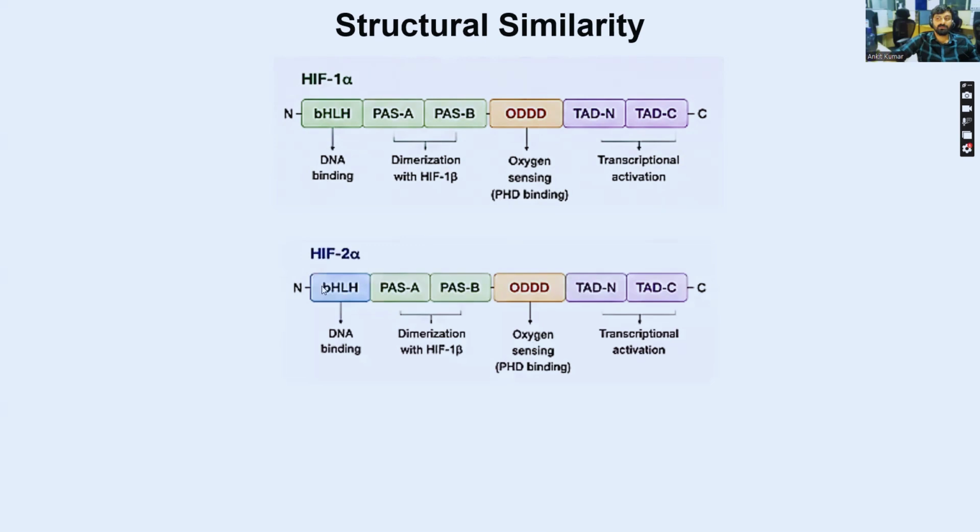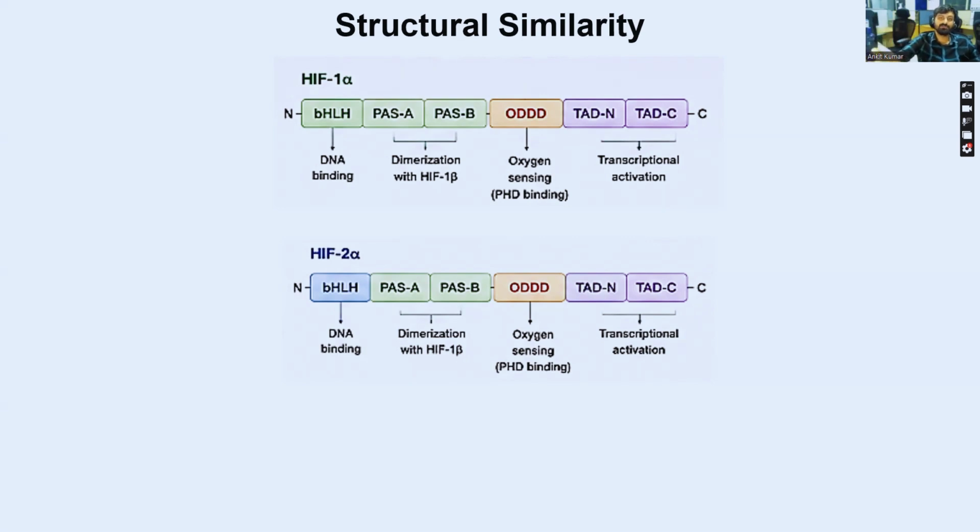Now coming to HIF-2 alpha, basically you see there is no difference in the structure between HIF-1 alpha and HIF-2 alpha. It also contains an N and C terminal. It also contains specifically the same base amino acid sequences like bHLH, PAS-A, PAS-B, ODDD, TAD-N, and TAD-C. Structurally they both are similar, and as I have told you, they contain almost the same domains, and these domains appear in nearly the same order. So every time it cannot get expressed, right?